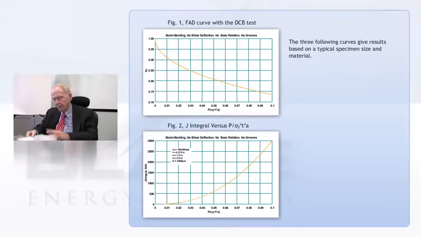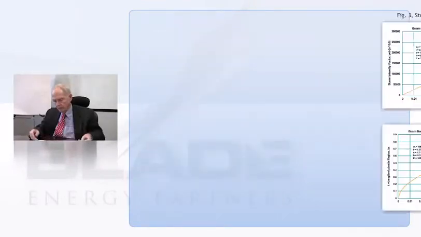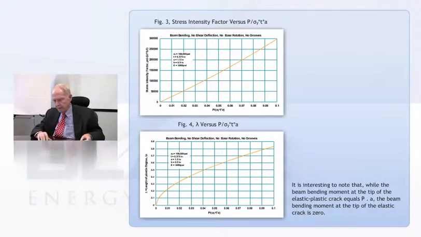Then on the next page, instead of the J integral, there's a stress intensity factor given. And then there's a curve. This gives lambda. So there's a lot of curves here. And in one way or another, you can use these curves sometimes to check a sample to see if everything is the way you thought it was going to be.